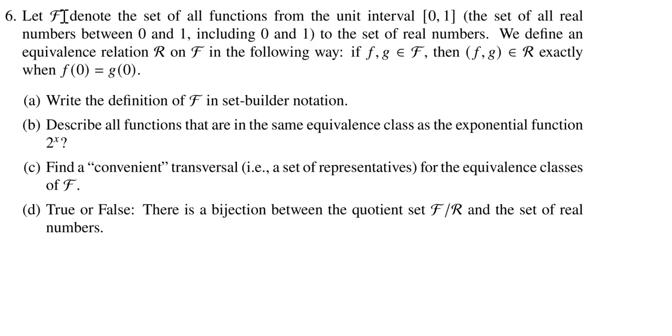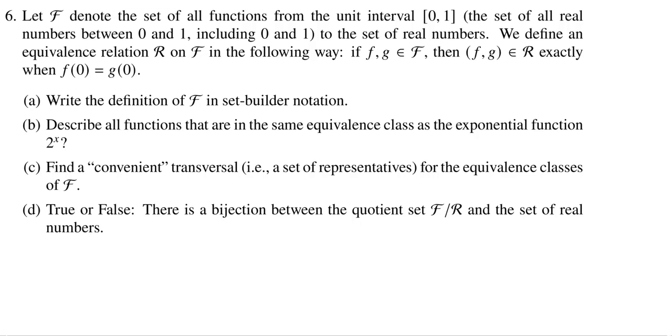F is going to denote a set. Which set? The set of all functions from the unit interval. So it says 0 to 1, which is the set of all real numbers between 0 and 1, including 0 and 1. That's right. So this is common notation. You probably saw this in your calculus course. If you use the square brackets around a pair of numbers, this means you're looking at all the numbers in between 0 and 1, including the endpoints 0 and 1. Okay, so the elements are functions from the interval [0, 1] to the set of real numbers. So these are functions whose domain is the unit interval and whose codomain is the set of real numbers.